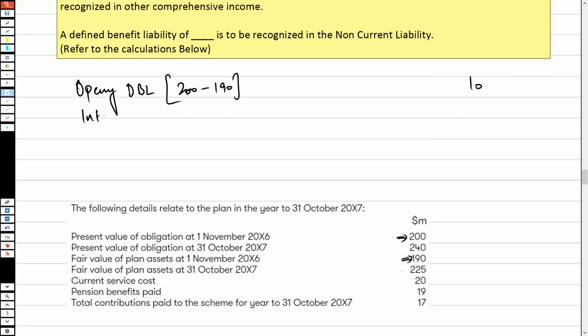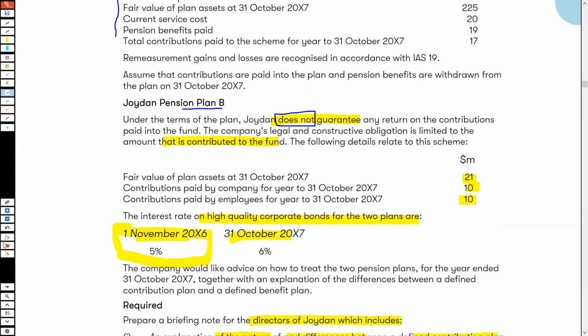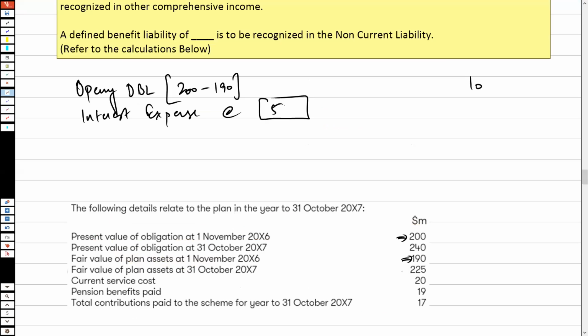Now what happens is you would say interest expense at the rate of, always use the opening rate. There are two rates given in the question. Always use the opening rate. The opening rate needs to be used. So it's actually going to be 5%, so it gives you 0.5. So we have handled this information.